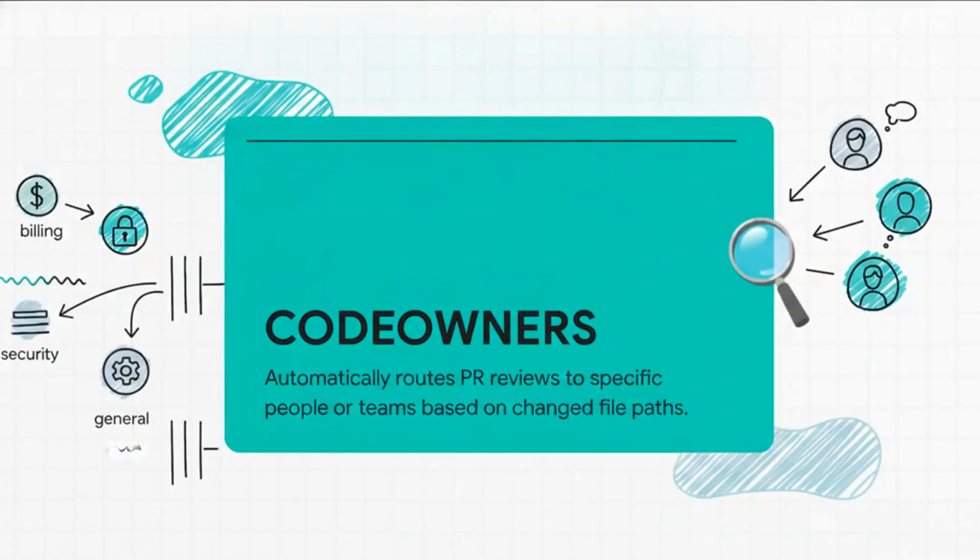And if you want to supercharge this protection, you need to use code owners. This is basically a file that acts like an automated traffic cop, routing PR reviews to specific people based on the exact file paths that were changed. So, if a PR touches billing or security code, code owners guarantees that the billing and security teams are automatically assigned as required reviewers. It just ensures the right expert eyes are always looking at the right code.